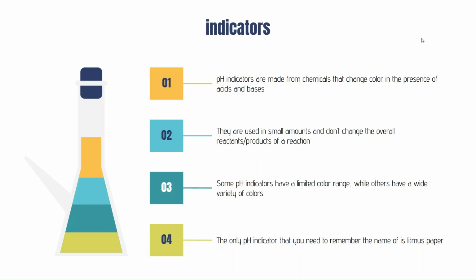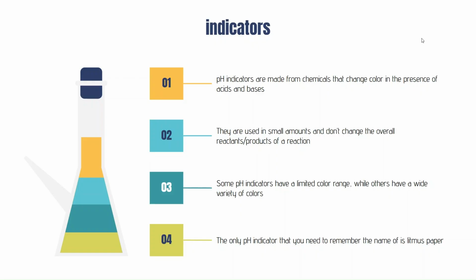pH indicators are made from chemicals that change color in the presence of acids and bases. They're usually used with a small dropper, but in really small amounts, so they don't end up changing the overall reactants and products of the reaction, but they do change color based on the reaction. So we can use them to determine what the pH of a substance is, or when we have a reaction, what the pH is at the start and the end of a reaction.